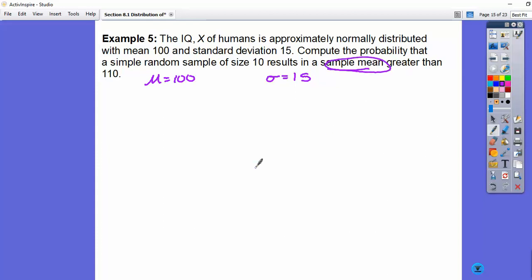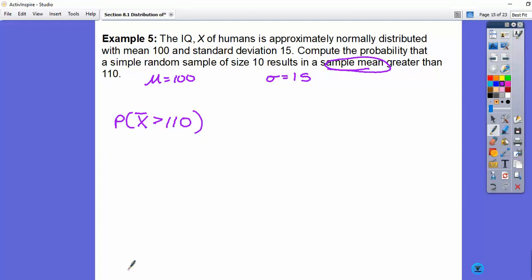So this is different than just saying, suppose that a random person has an IQ of 110. If I were just finding one person and their IQ greater than 110, it would just look like this. But I want the sample mean. Sample mean is X bar. So I'm asking for my X bar to be greater than 110. So not just for one person. For the 10 people I take, if I find their average, what's the probability it's bigger than 110?